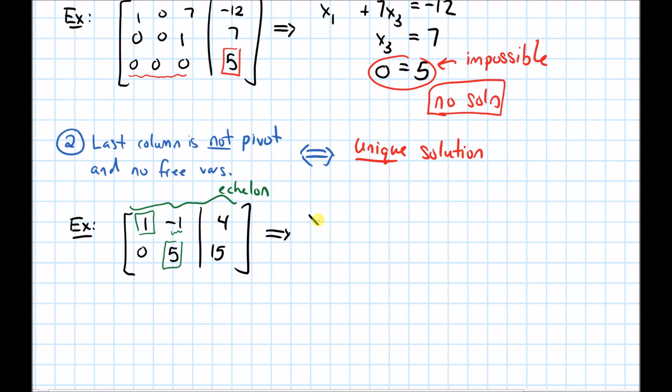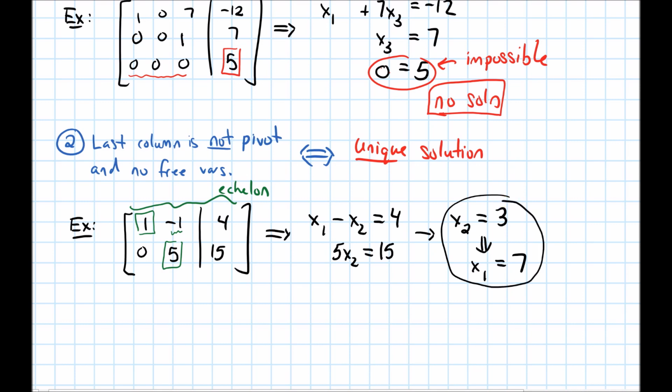So the equation for the first row is x1 minus x2 equals 4, and for the second row is 5x2 equals 15. The second equation is really easy to solve. From the second equation, I'll get that x2 equals 3. And if I know what x2 is, I can just plug it back in to get x1. That's easy enough. So I get x1 equals 7. So x2 equals 3 and x1 equals 7. That's my solution. Notice that there's only one solution because it's an ordered pair. There's two variables and only one possible solution here.